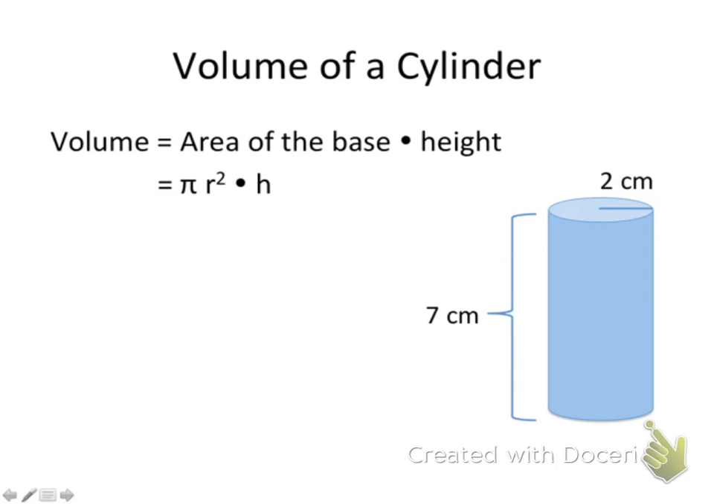Okay, for a cylinder, if we know that the volume of a cylinder is the area of the base times its height, well, the base here is a circle, and we know the formula for the area of a circle is pi times r squared. And then we multiply that times h, or the height. So it's very similar to an area problem that we would have done last week, in that you just multiply together the area.